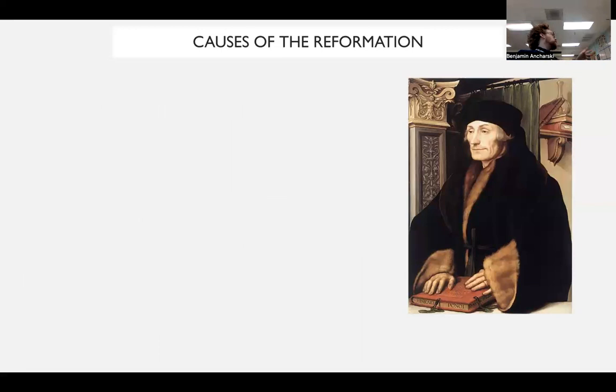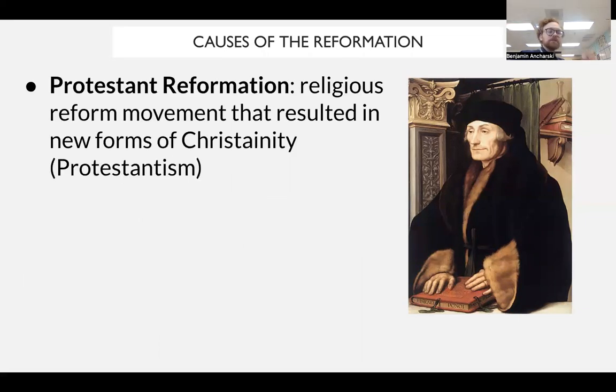So all of these controversies about the corruption, about the sale of indulgences, are going to be one of those causes of what will become known as the Protestant Reformation. And the Protestant Reformation is going to be a time period in European history when we have these religious reform movements looking to fix the Catholic Church. But eventually, we do see that those reform movements will split off into new types of Christianity, generally called Protestantism.